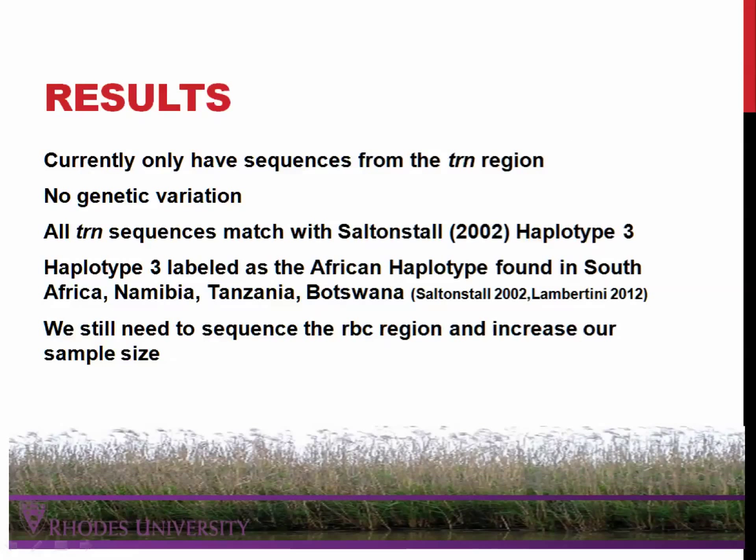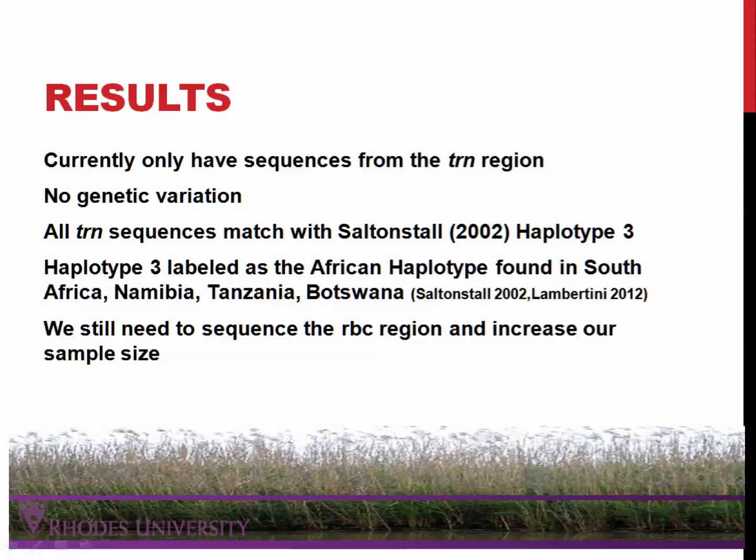This study is actually still in progress. It's not yet finalized, but what I do have are the results from the TRIN region. And what I can report so far is very interesting. There's been no genetic variation in my Phragmites sites, both within populations and across sites in South Africa, and all of the TRIN sequences matched what Saltonstall has labeled haplotype 3.